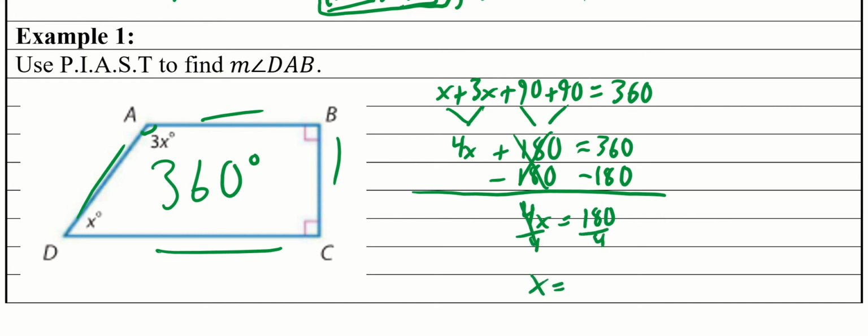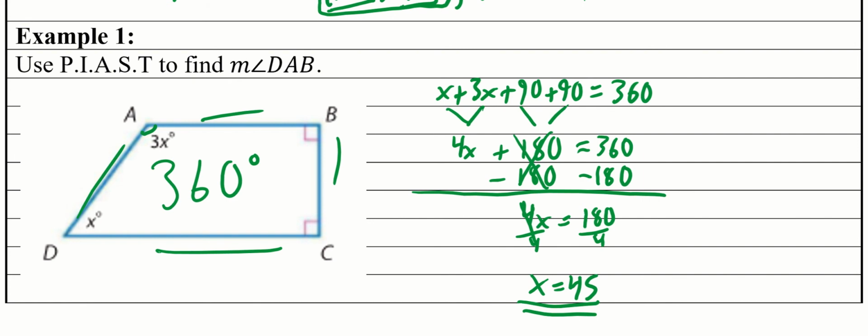And we get x equals 180 divided by 4. Okay, we can try to do this in our heads. 180 divided by 2 is 90, and then divided by 2 again is going to be 45. So x equals 45 here. But remember, that's not what the question was asking for. It's asking for the measure of angle DAB.